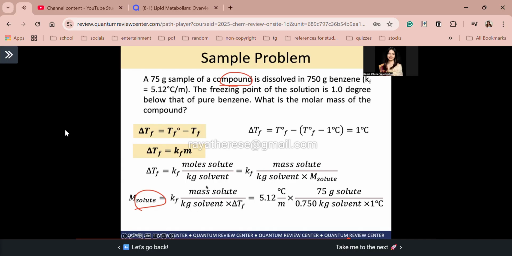So, transpose ko lang guys, in-isolate ko lang ang molar mass of solute. And we get 5.12 degrees Celsius over molal. So, this is the given constant times 75 grams solute. Okay, yung mass of solute. Divided by 0.75 kilograms solvent. O, tandaan guys, ang given dito 750 grams benzene. Pero kailangan natin kilograms solvent.